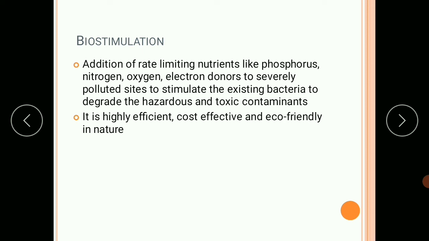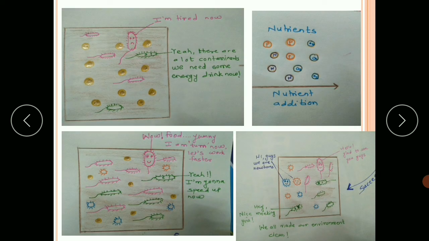Now let's see what biostimulation is. Addition of rate limiting nutrients like phosphorus, nitrogen, oxygen, and electron donors to severely polluted sites to stimulate the existing bacteria to degrade the hazardous and toxic contaminants is known as biostimulation. Let's see the explanation. We learn with the help of an example.